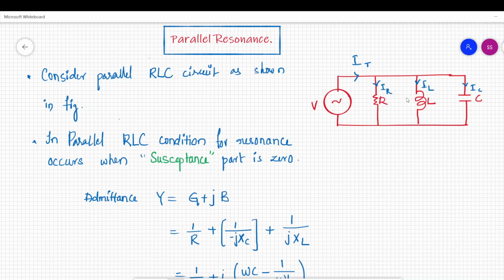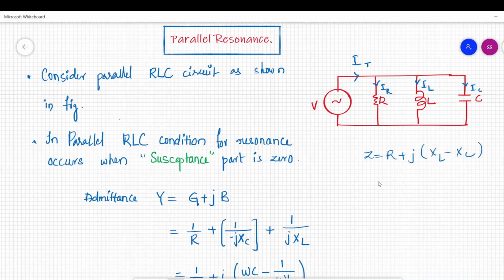Because it is a parallel circuit, current will divide, and the voltage across each element is the source voltage. We know that, right? Now, earlier the impedance for the series RLC circuit was R plus j times (XL minus XC).